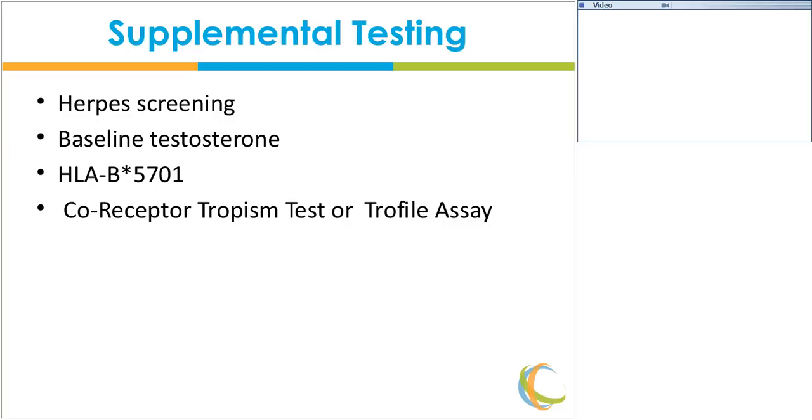The HLA-B5701 test is a relatively new assay to detect a genetic link to a predisposition to a very serious hypersensitivity reaction to one specific antiretroviral agent, and that drug is named abacavir, and its trade name is Ziagen. If the person is positive for this HLA-B5701 gene, there is a high risk of abacavir hypersensitivity reaction, and that drug should not be used.